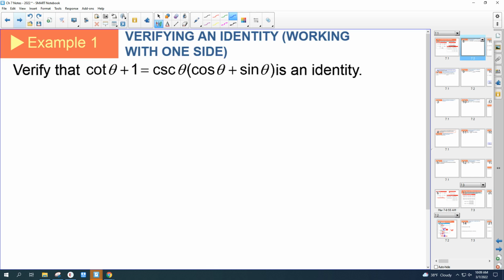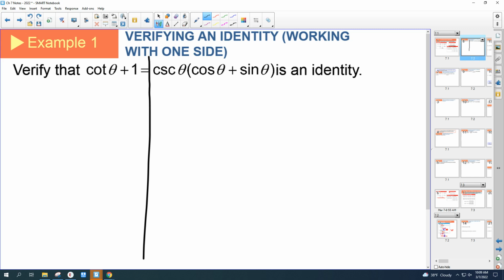So we have example 1. Verify that cotangent theta plus 1 equals cosecant theta times the quantity cosine theta plus sine theta is an identity. Prove that the left side is actually equal to the right side. All right. So here's another tip. I didn't put it in that box, but I usually will start with the more complicated side. I think that's good practice. And in this case, I think the right side seems more complicated than the left side, so I might start over there. If you want to draw a line through the middle to kind of separate the two sides, go for it. Just make sure you don't put one thing over onto the other thing. Don't move something from the left over to the right or vice versa.